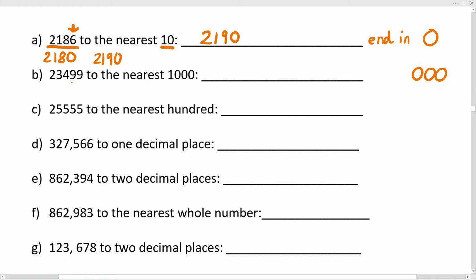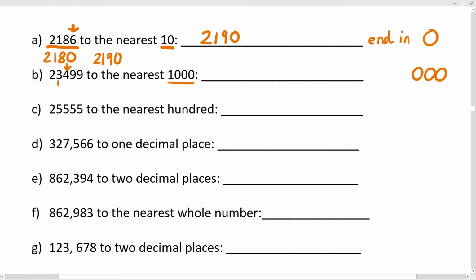For question B, I'm going to round this off to the nearest 1,000. So my number has to end in 3 zeros. To get to the nearest 1,000, I need to look at the number that comes after the 1,000 column, and the one on the right-hand side is a 4. So that is the one that gets my little arrow. That's the one I'm looking at to indicate what I'm dealing with, and whether it goes up or stays where it is.